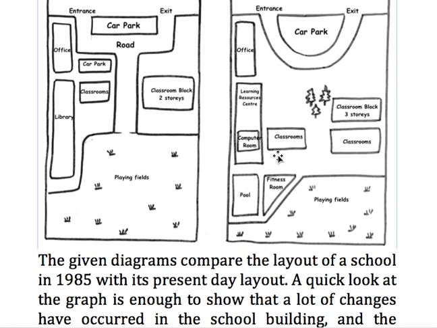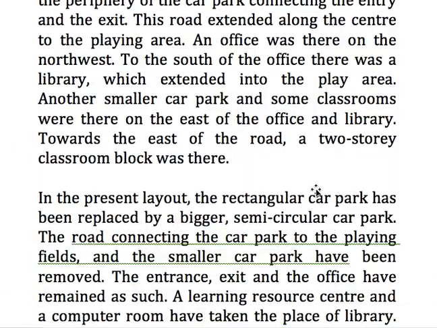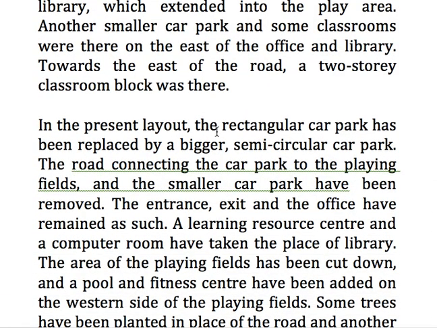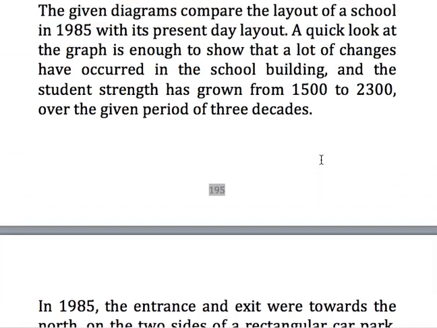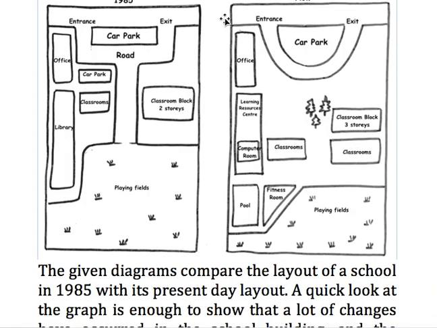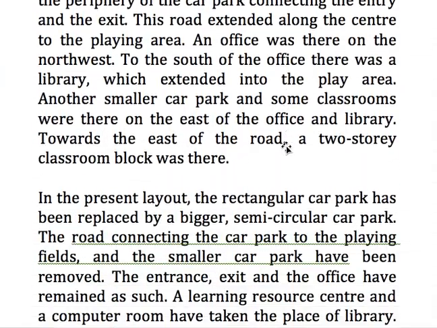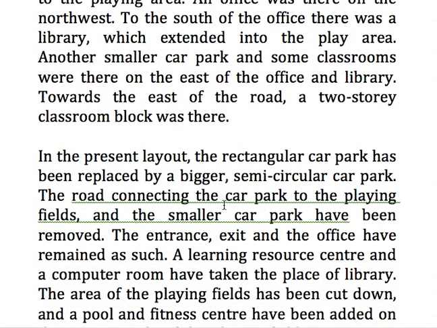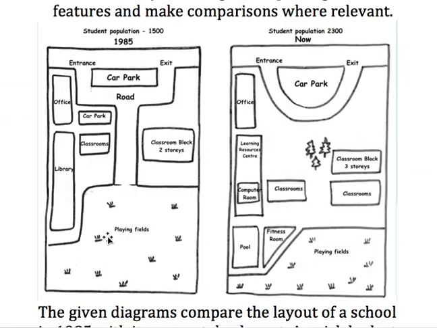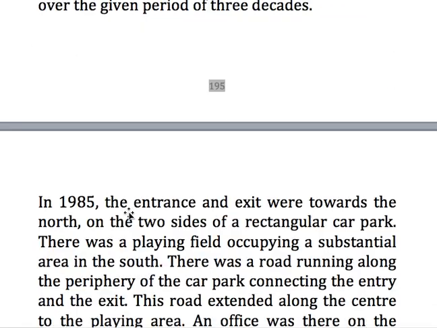So then I'll be talking about this graph now. In the present layout, the rectangular car park has been replaced by a bigger semicircular car park. So here the rectangular car park has been replaced by a bigger semicircular car park. The road connecting the car park to the playing fields and the smaller car park have been removed. So this road has been removed, and even the smaller car park has been removed.